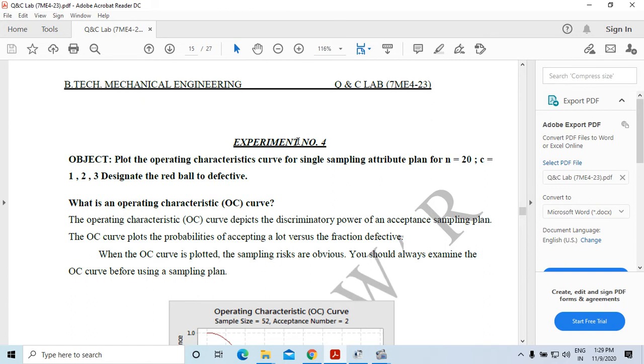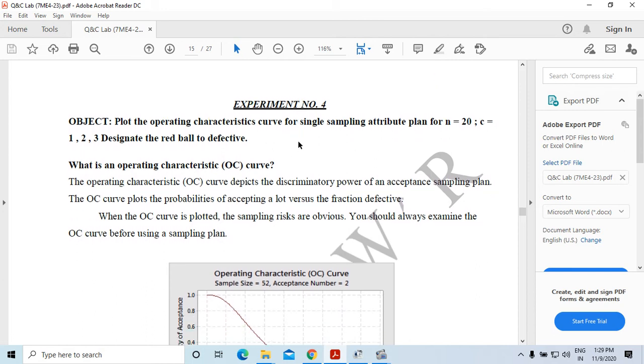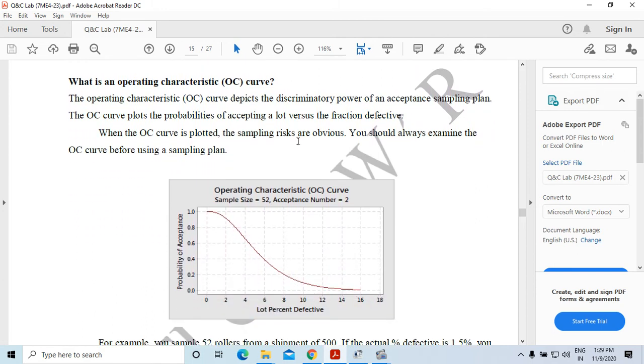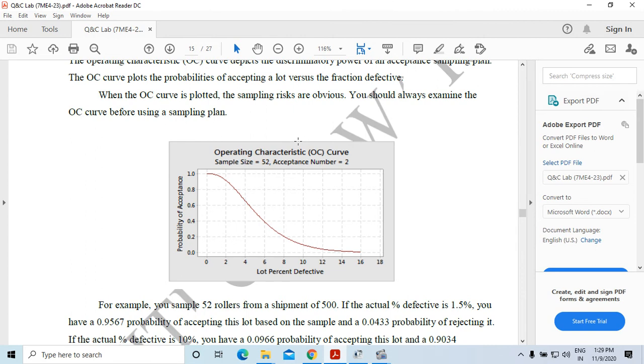Typical OC curve. This curve is roughly S-shaped, obtained by joining points between probability of acceptance and percentage of non-conforming items, obtained by performing sampling inspections. So we can see the OC curve is just an S shape.